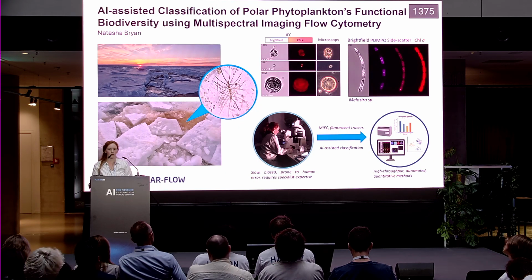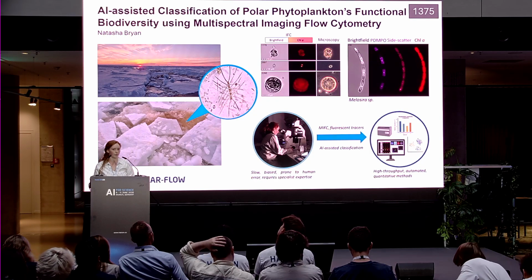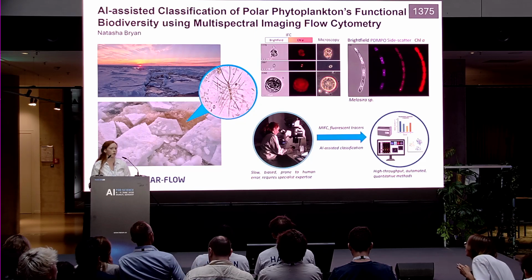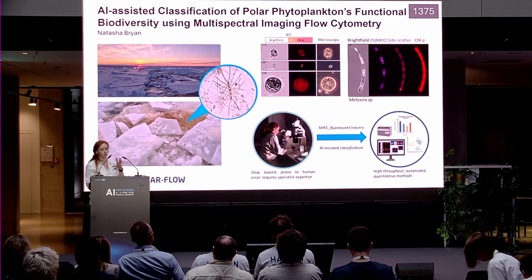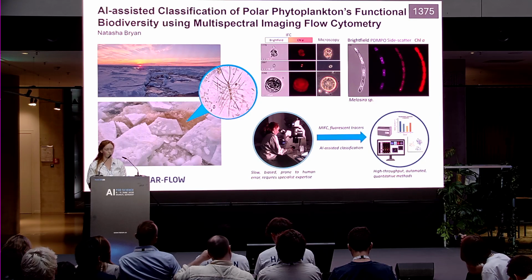So our solution is to use a so-called multispectral imaging flow cytometer. The Amnis ImageStream is able to take images where we have both traditional community composition information, like on the left here, but also functional biodiversity through the use of fluorescent stains.